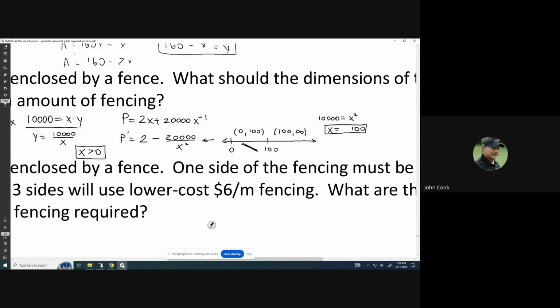Okay, let's try that again with another number, this time in the interval from 100 to infinity. So maybe 1,000 perhaps. If I picked 1,000 and plugged it in, 1,000 squared would be a 1 with 6 zeros, so 1 million. If I divided those out, I would get 20,000 over 1 million, which is 0.02. And 2 minus 0.02 is 1.98, which is a positive number. So it's going to be increasing afterwards. So it looks like it is going to be a minimum by the first derivative test.